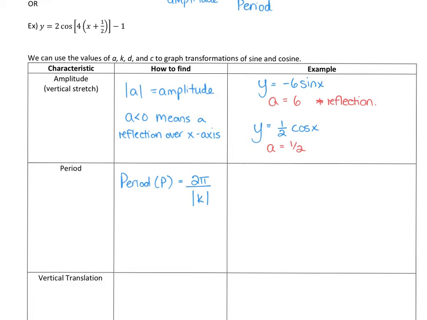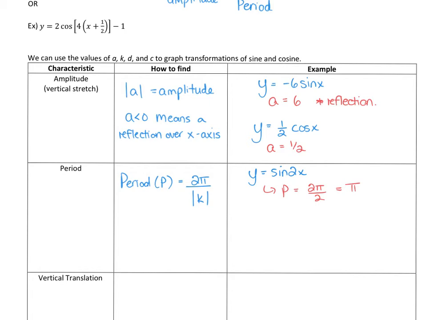So let me give you an example for this one. Let's say we have something like sine 2x. Then we would say that the period equals 2 pi divided by k, which in this case is 2. So the period is pi. So this is like a squished, the whole entire sine wave would be complete within pi.